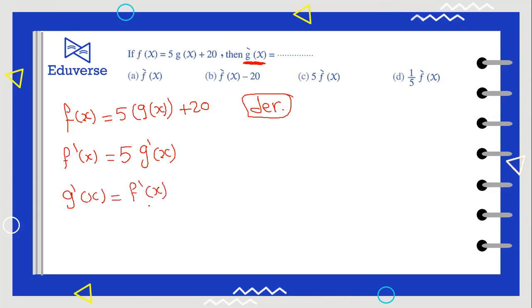F dash of x divided by 5. That means fifths of f dash. Fifths of f dash. Answer is number D.